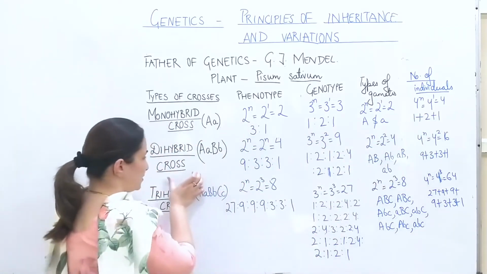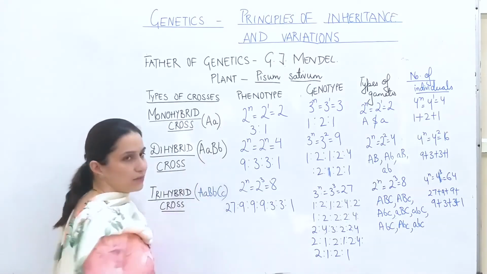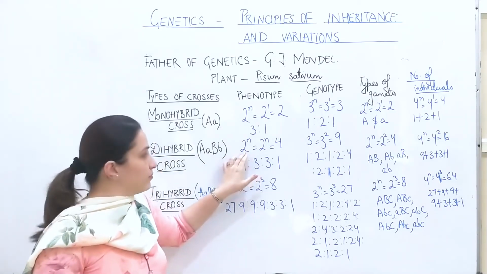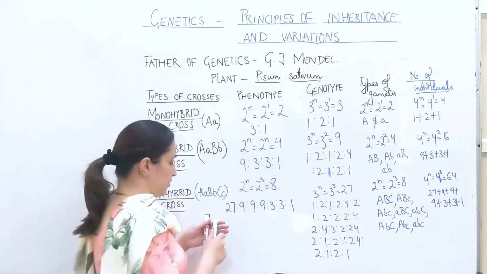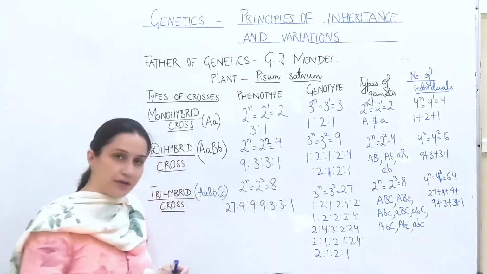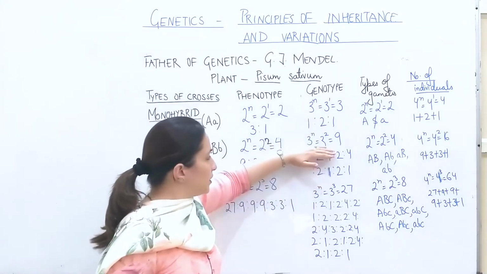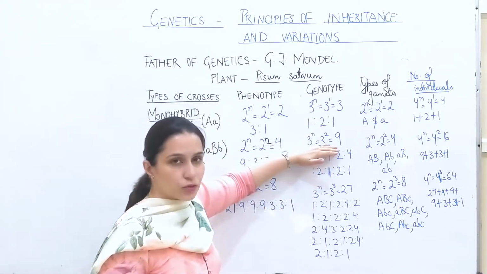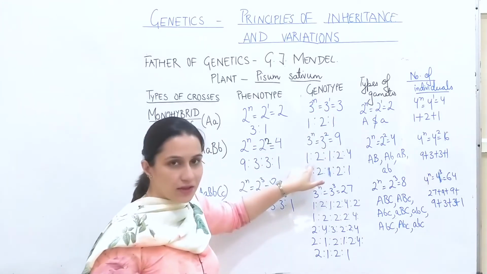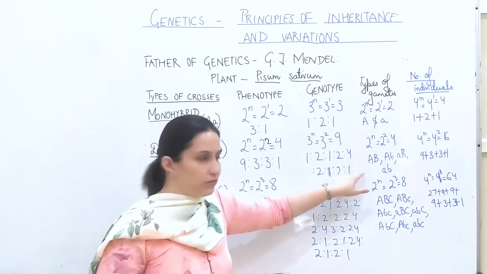Okay. Now coming to the dihybrid cross. Dihybrid means 2 hybrids: capital A small a, capital B small b. For number of phenotypes, we have the formula again 2 raised to power n, and here the value of n is 2, so 2 raised to power 2 is 4. And you all know the ratio is 9:3:3:1. Okay. So genotype is 3 raised to power n, that is 3 raised to power 2, that is 9. And here the genotypic ratio is different, that is 1:2:1:2:4:2:1:2:1. You have to learn this.